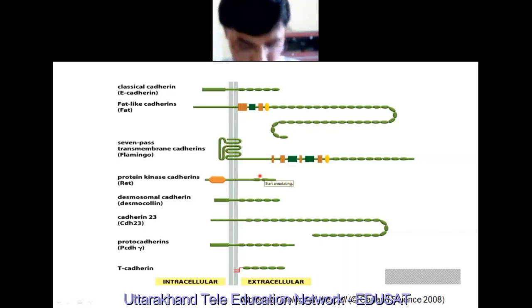And besides these classical cadherin molecules, here you are seeing the T-cadherin. This is a non-classical cadherin. Here you are seeing this non-classical cadherin.